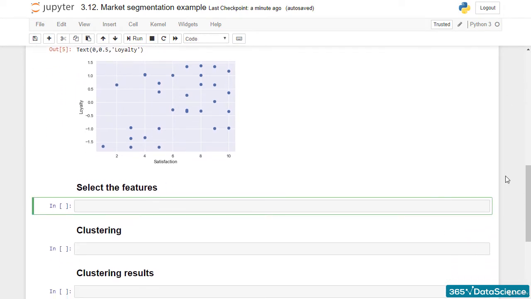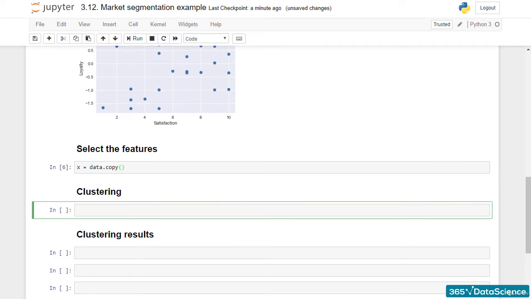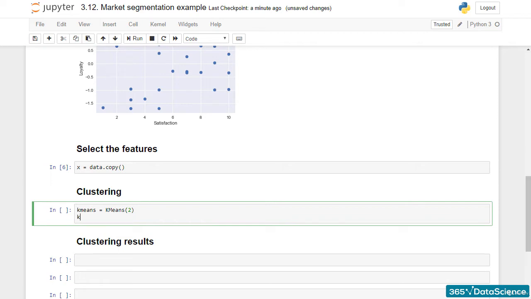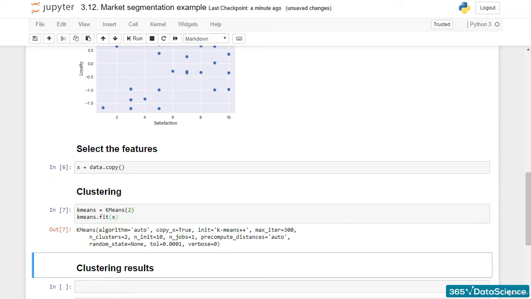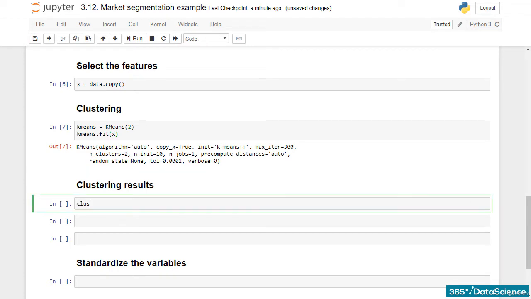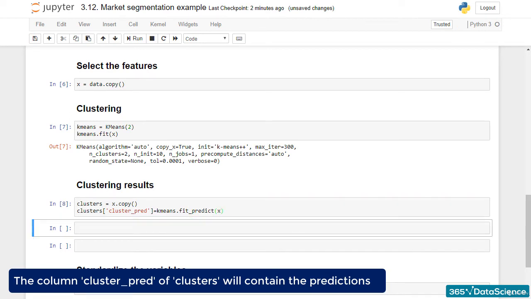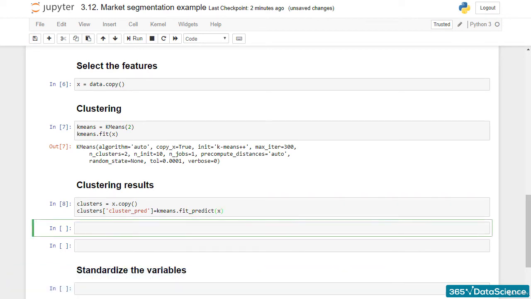First, I'll copy the data into a new variable called x. Next, I'll use the same code we have used so far. kmeans equals KMeans of 2. kmeans.fit(x). Clusters is a duplicate of x, and the column cluster_pred of this data frame will contain the cluster where a particular observation was predicted to be placed by the algorithm. Next, I'll quickly plot the data.